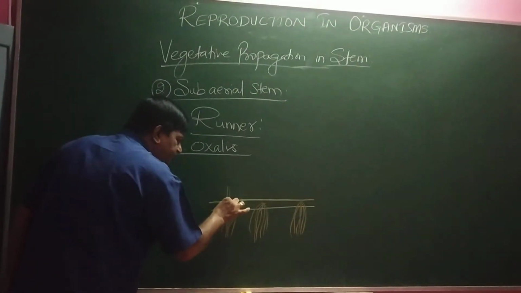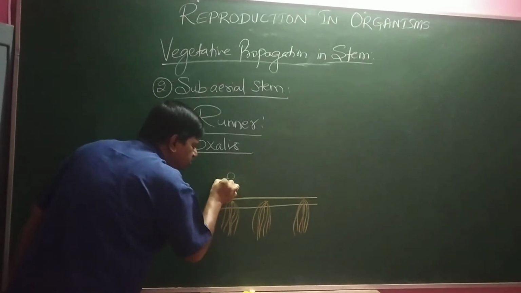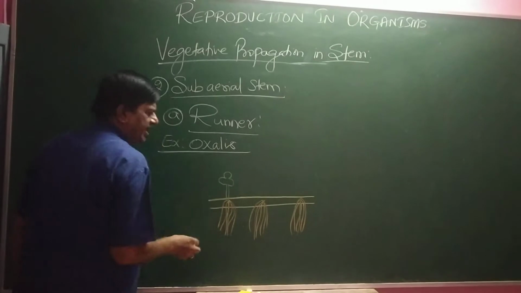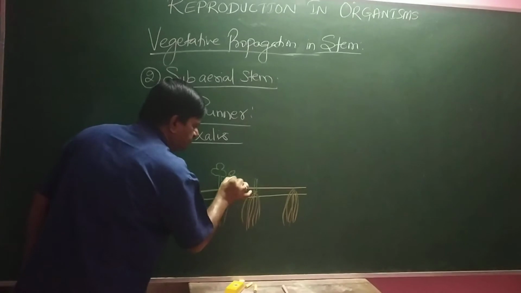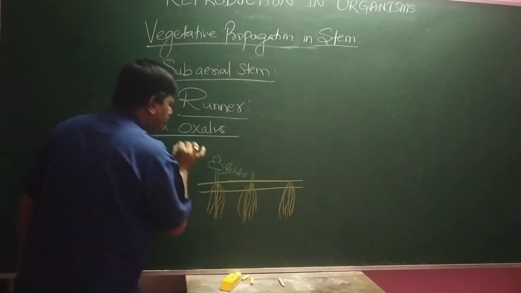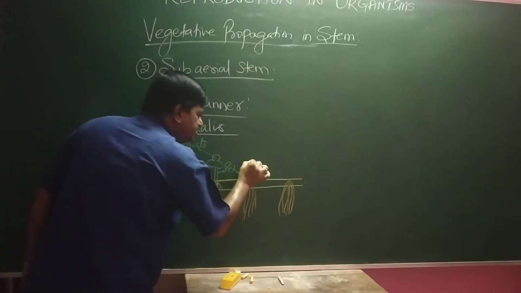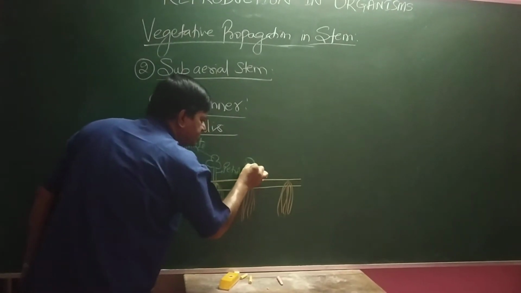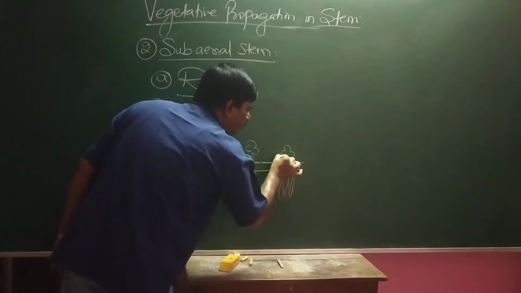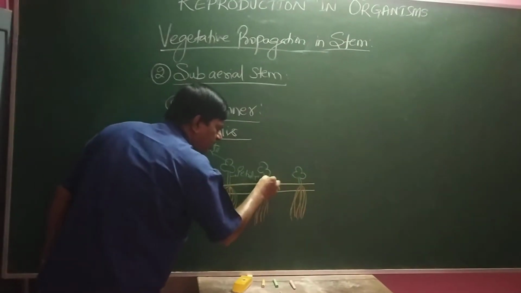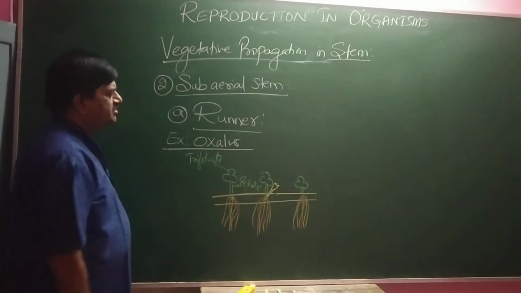On the aerial side there is a presence of a trifoliate leaf with a small stalk called petiole. There is a presence of 3 leaves, hence it is called a trifoliate leaf, and the stalk is called petiole. This has 3 leaves each, hence it is called a compound leaf, a trifoliate compound leaf. It also has small yellow flowers present at the nodal region of the stem.